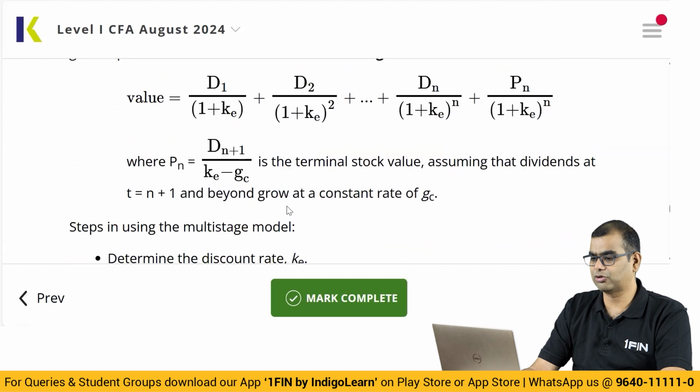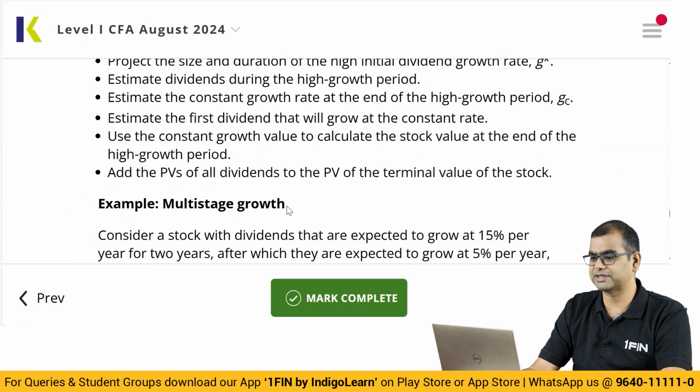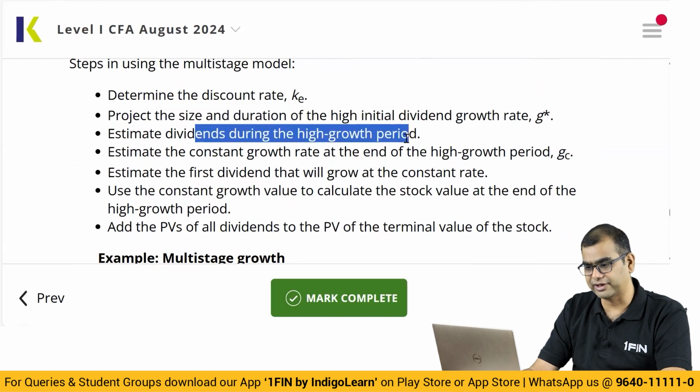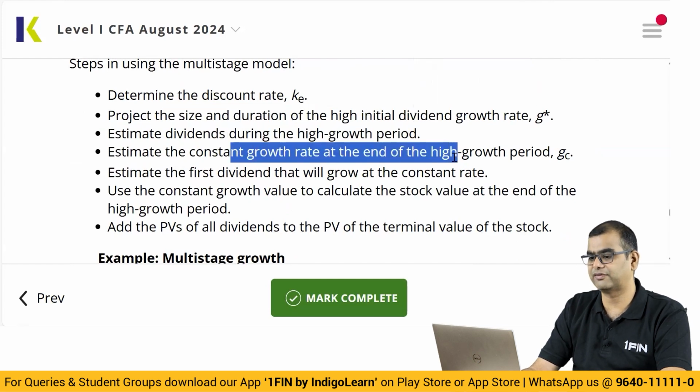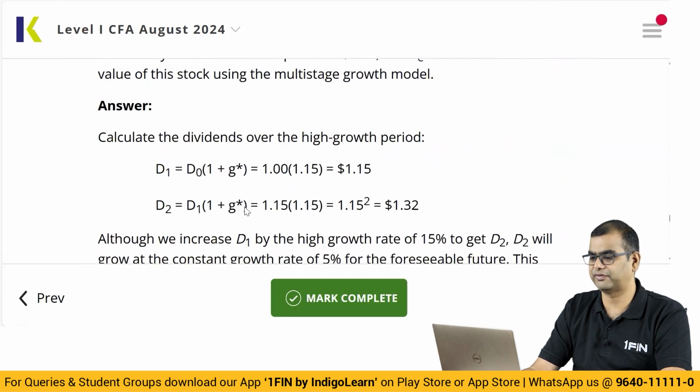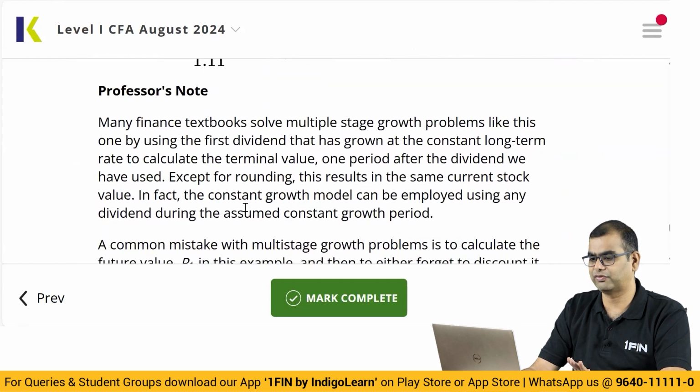Then we discussed multi-stage models. How are multi-stage models done? Determine the growth rate, project the size of the initial dividend, estimate dividends during the high growth period, estimate constant growth at the end of the high growth period, and estimate the first dividend that will grow at the constant rate. We have already seen this, so there is no need to get into further details.